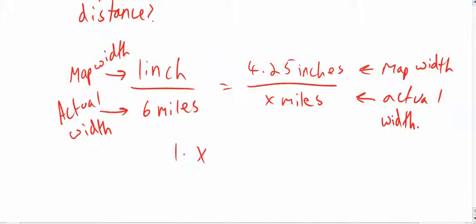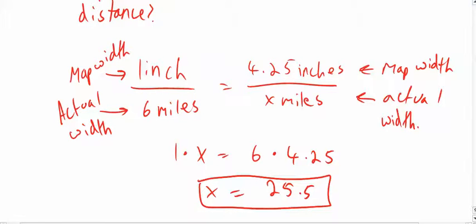So 1 times x equals 6 times 4.25. So that is just 1x, and that would be 25.5. So x equals 25.5. And then you just simplify it, which would be that. So this is the answer.